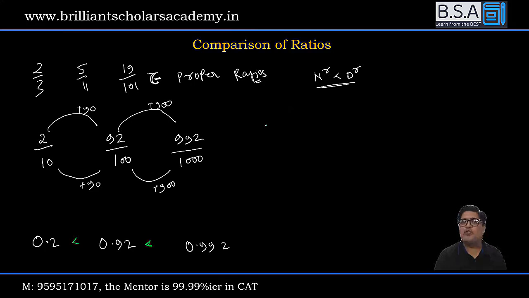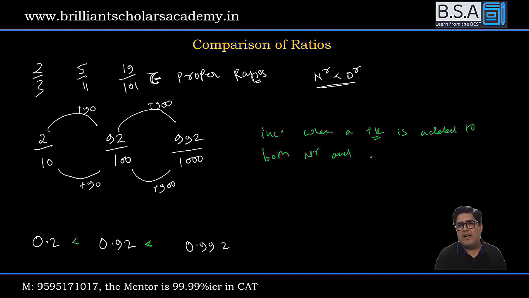Proper ratios increase when a constant is added to both numerator and denominator. Write this wording. Proper ratios increase when a constant is added to both numerator and denominator.